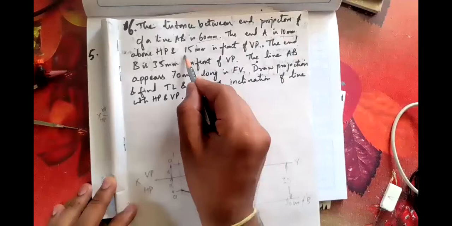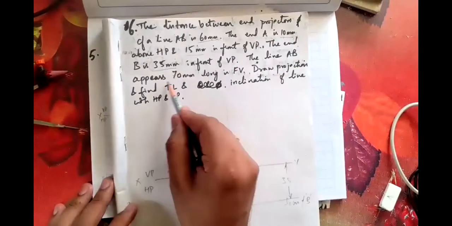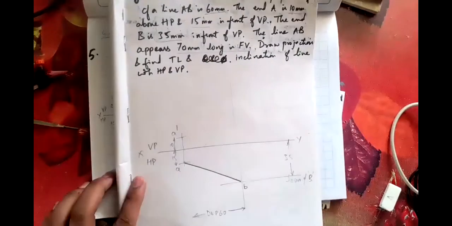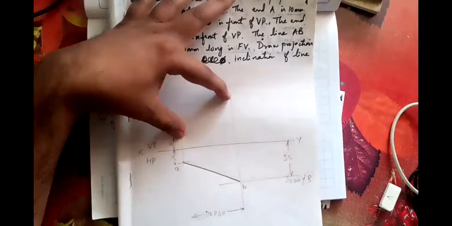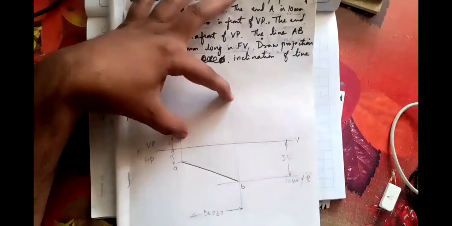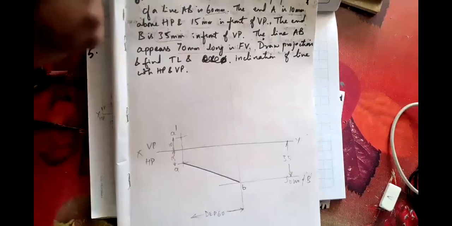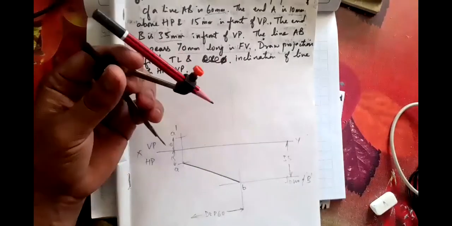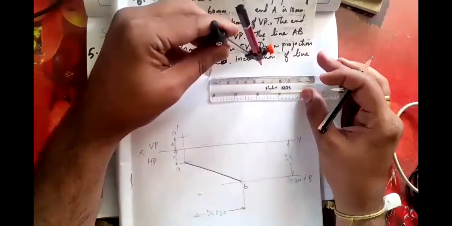Next, the line AB appears 70 mm long in the front view. In the front view, A dash B dash line is 70 mm long. Where is B? I don't know. I'll take exactly 70 mm with my compass. I'll select 70 mm from somewhere here to approximately here, or directly in the sketchbook.